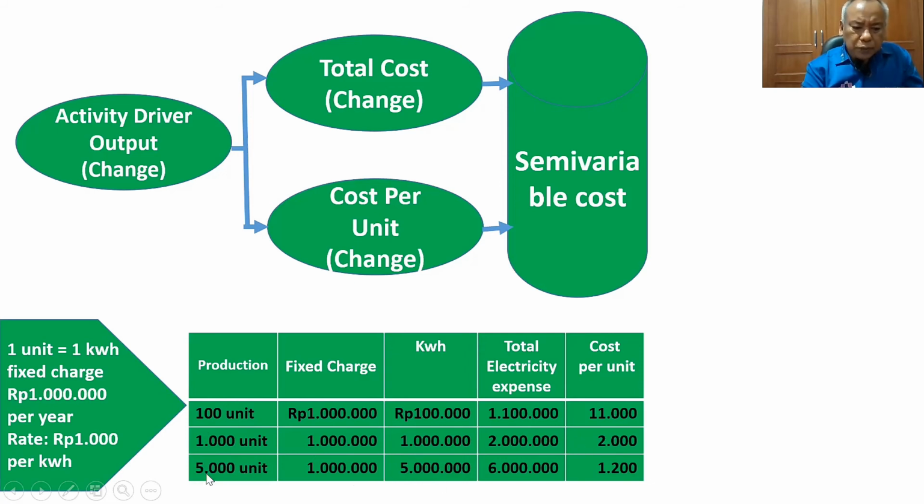If we produce 5,000 units, we have the same fixed charge, or abonnement, as we call it in Indonesia. And then the kilowatt hours cost is 5 million, so 5,000 times 1,000. So the total will be 6 million. 6 million divided by 5,000 will be 1,200.